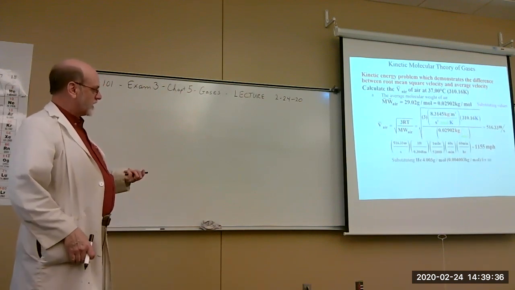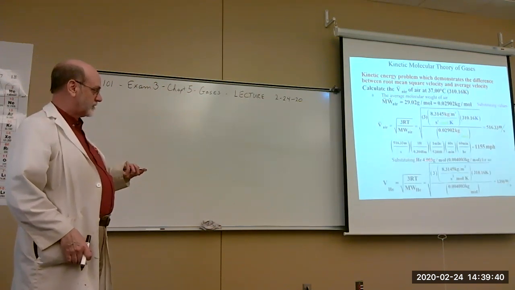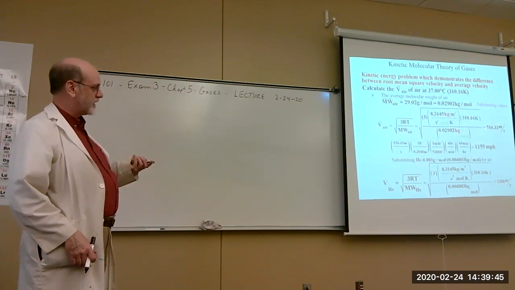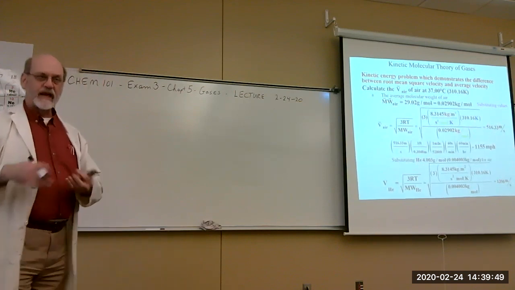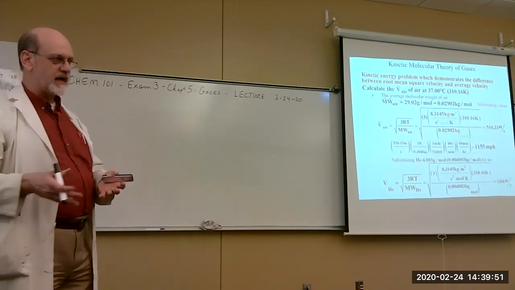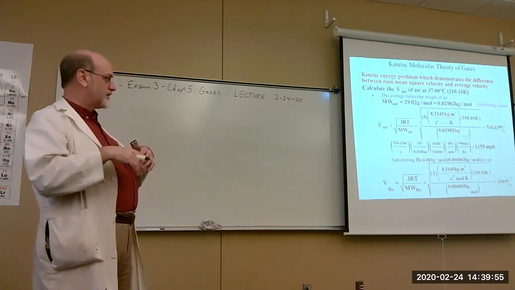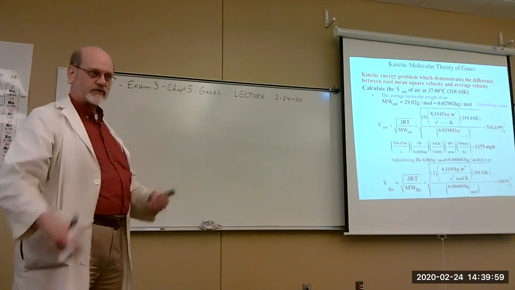So if we calculate for helium, we find that its velocity is much faster. Right? Instead of 516, it's 1390. So why is that? That's because helium is much, much lighter than either nitrogen or oxygen. So in order to have the same kinetic energy at that temperature, it's got to move faster.